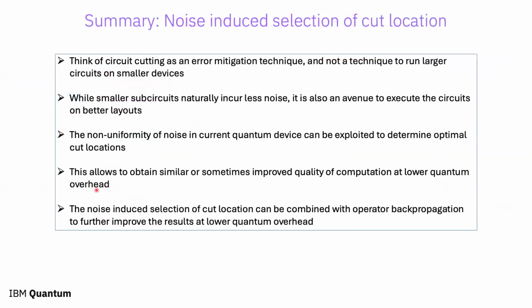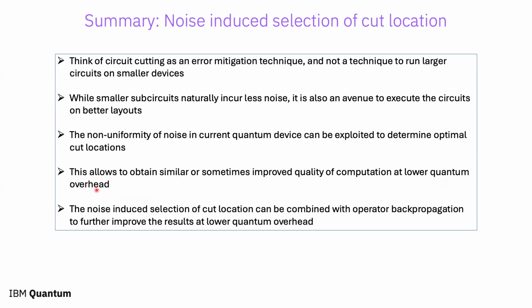So I'll end with this summary that, as I started by saying, think of circuit cutting as an error mitigation technique, not as a technique to run larger circuits on smaller devices. It kind of gives you, what we did today with hardware inspired cutting technique, the last one, an avenue that you can use circuit cutting for much bigger circuits which were not previously possible. And you can actually, in the same process, select good layouts for them. So you don't really need to randomly select cut locations. You can use the hardware noise information to tell you what is the optimal cut location.